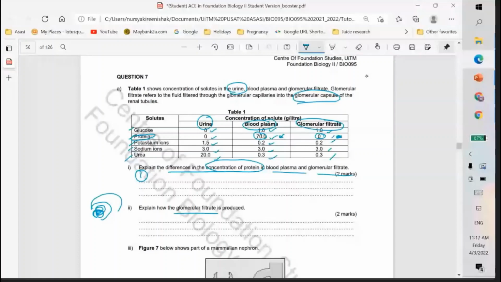Second point. Okay. Third point, kenapa boleh adanya difference adanya high pressure dalam glomerulus? Due to the diameter of the afferent arteriole is bigger compared to the efferent arteriole. Okay. So 3 point kat situ lah yang you can include in your answer.